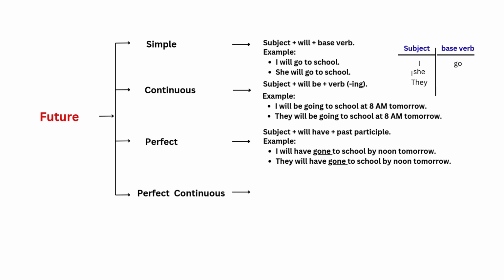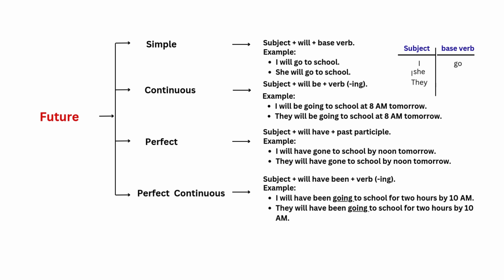They will have gone to school by noon tomorrow. Here, they is the subject. Will have is the auxiliary verb. Gone is the past participle of the verb go. To school is the object. By noon tomorrow specifies the deadline.